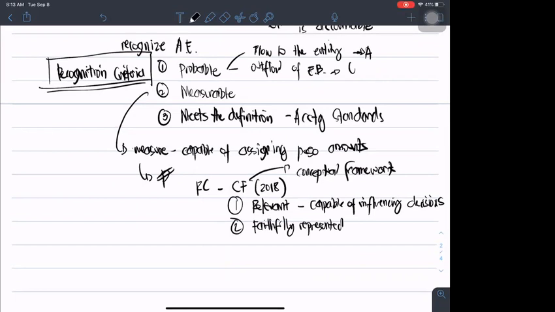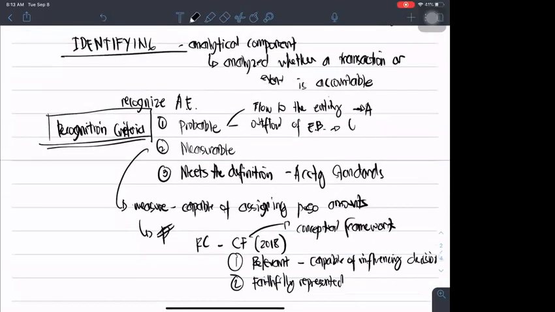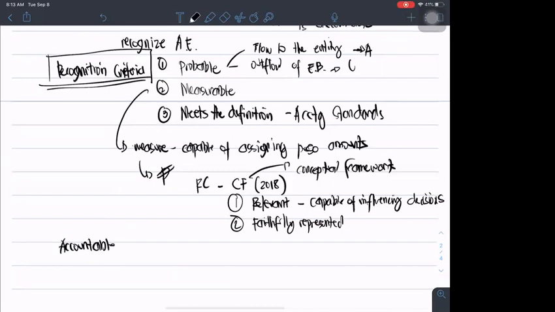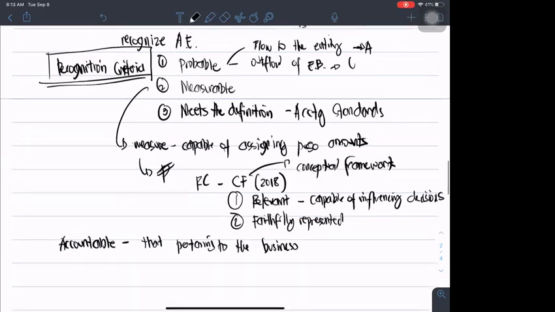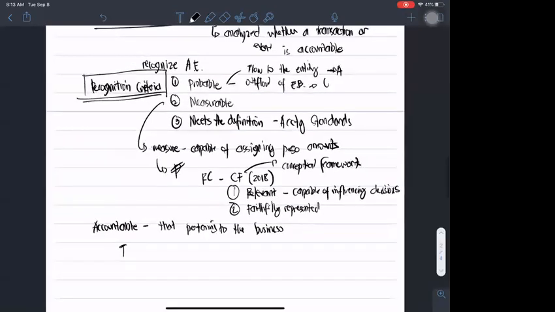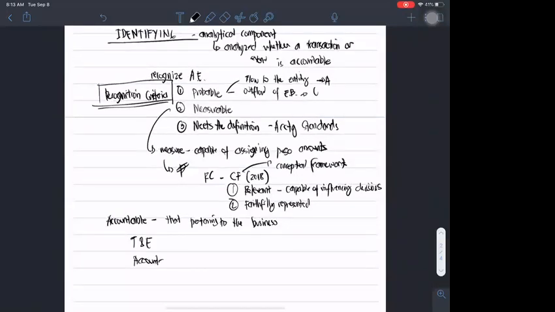But in the concept of basic accounting, when can we say that the item should be part of our transactions? Or when can we say that the item is really accountable? Of course, if it pertains to the business. We only account for transactions or events. So the question here in identifying is: is the transaction or event accountable? We have here a transaction or event that affects the business. When can we say it is accountable? If it pertains to the business.